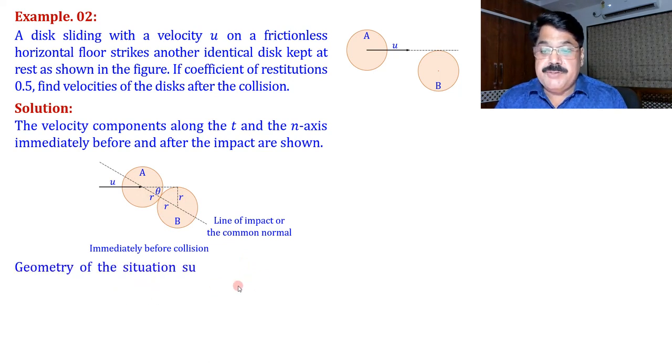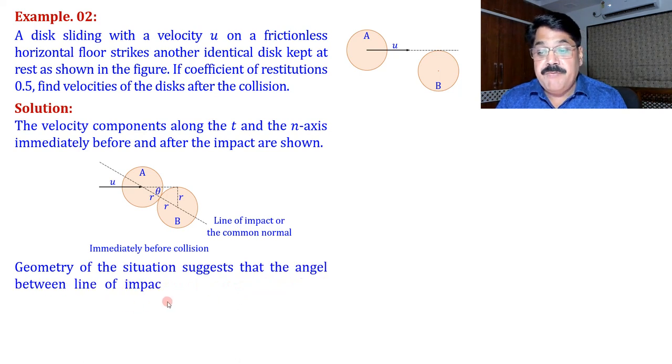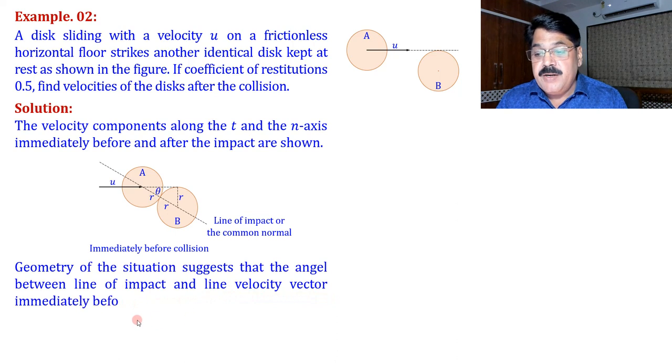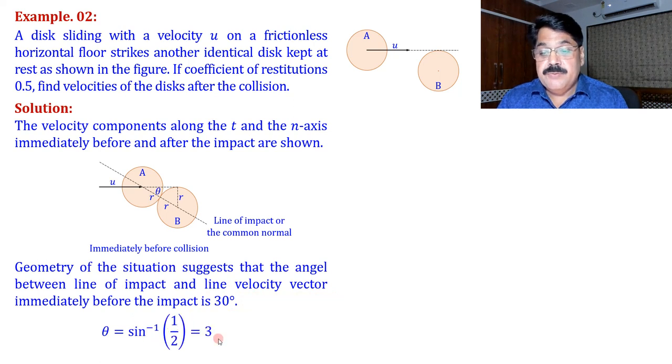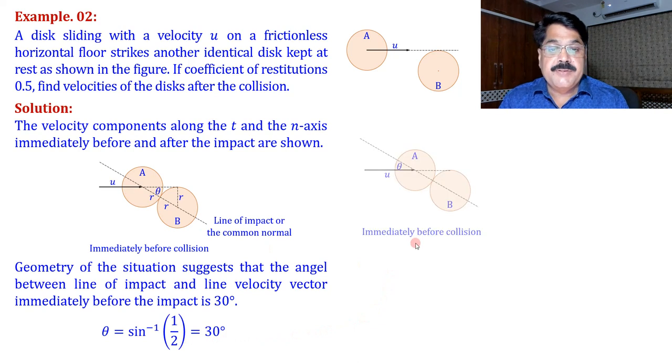The geometry of the situation suggests that the angle between the line of impact and the line of the velocity vector immediately before the collision, or before the impact, is 30 degrees. Theta is equal to sine inverse 1 by 2, that is 30 degrees. And with the help of that, we can find the velocity components. And here we draw the diagram again, assuming theta to be 30 degrees.